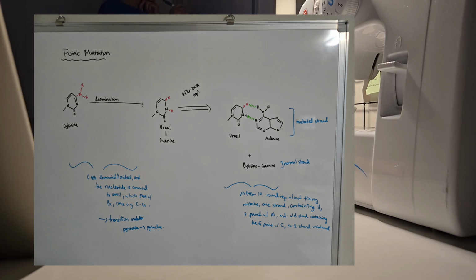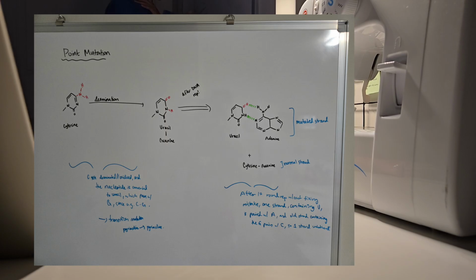So an example of this will be a deamination from cytosine to uracil. So cytosine has an amino group, an NH2 group, and that cytosine will be deaminated. And so that amino group will be changed to a carboxyl group. Once changed to a carboxyl, the uracil is only able to form two hydrogen bonds.